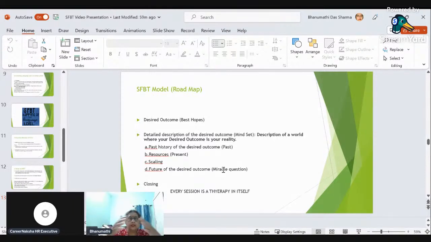diamond model, but since I am not very good at drawing, I have not done the drawing. So it starts with the desired outcome, which is on top, and then, like a diamond, it moves. Detailed description of the desired outcome. That is description of a world where the desired outcome is a reality. How do you do the detailed description? That is past history of the desired outcome, present the resources that they will be using to achieve the desired outcome in the present, and scaling to measure the achievement of the desired outcome, and the future of the desired outcome, which initially they used to call the miracle question. Or the time machine, you must have heard about the time machine. It is similar to that.